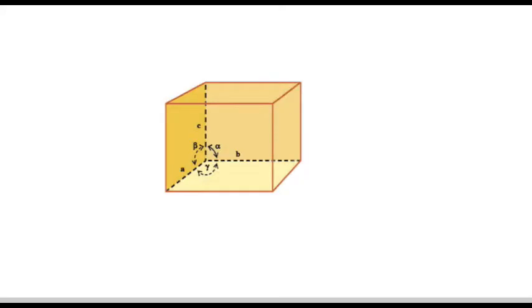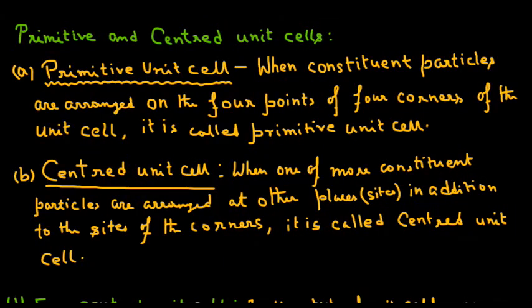In the figure we can see the edges A, B and C and the angles between the edges, alpha, beta and gamma. Primitive and centered unit cells. Before doing this, we should know what these primitive and centered unit cells are. The unit cells can be divided into two parts, primitive unit cells and centered unit cells. Let us go into details about this.